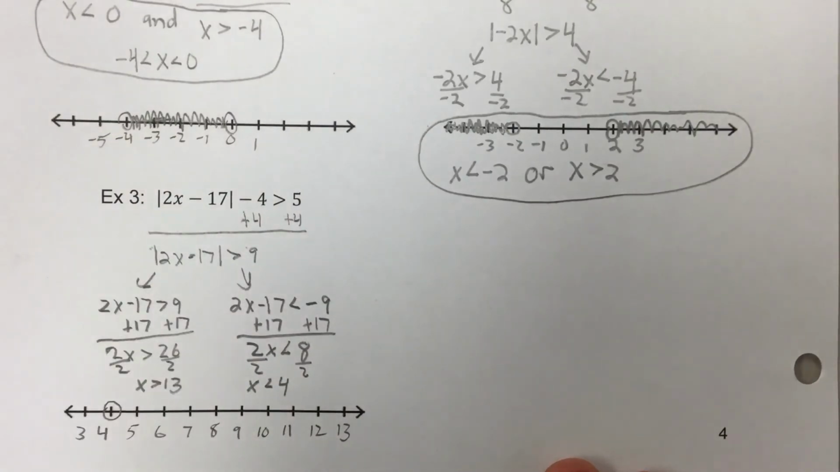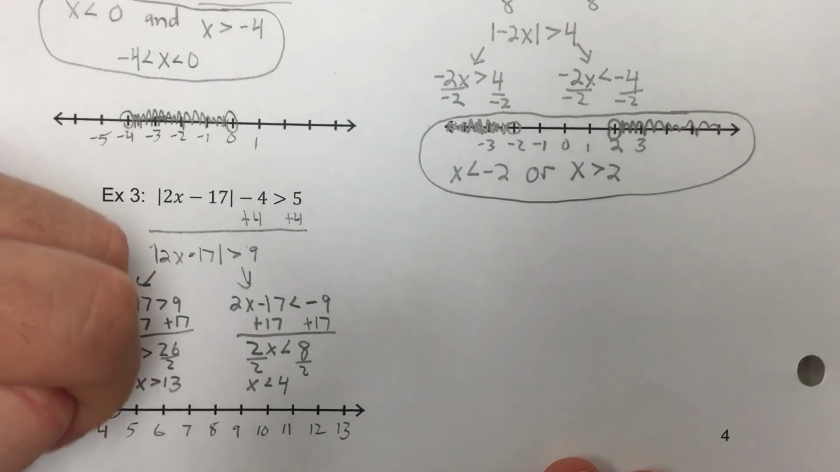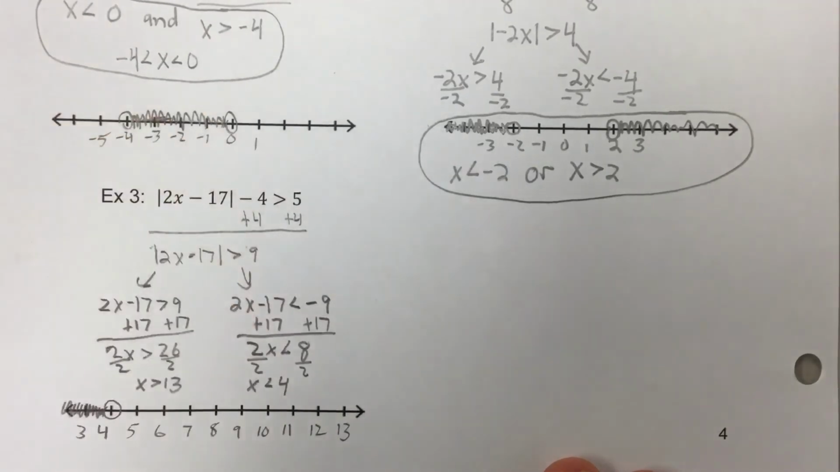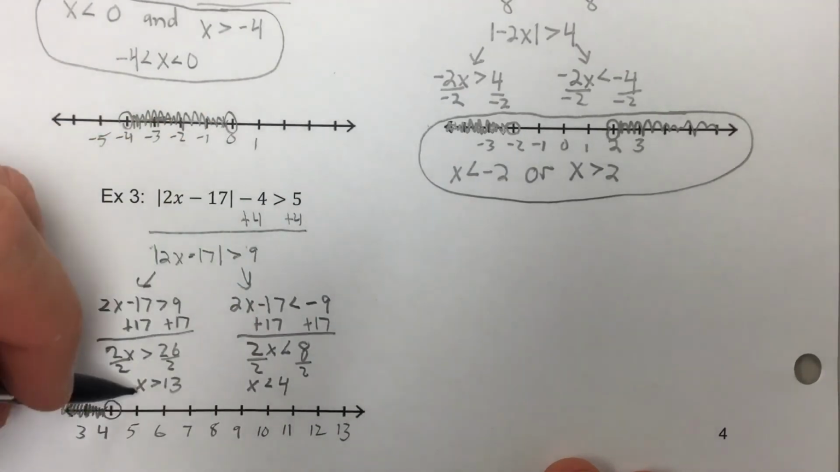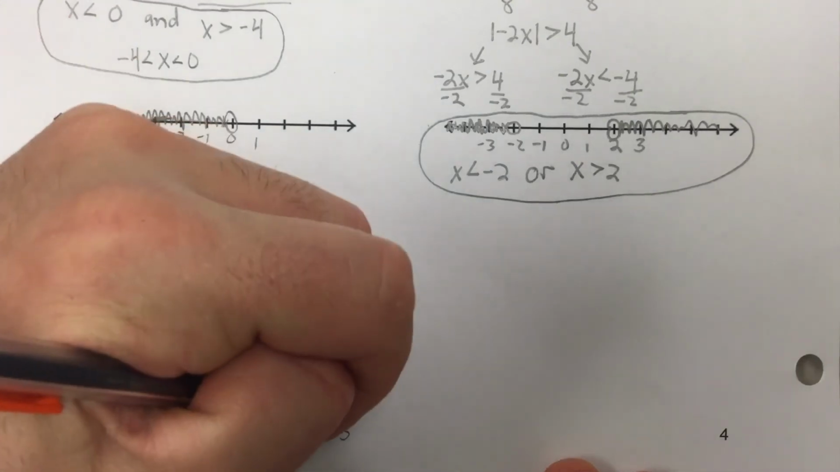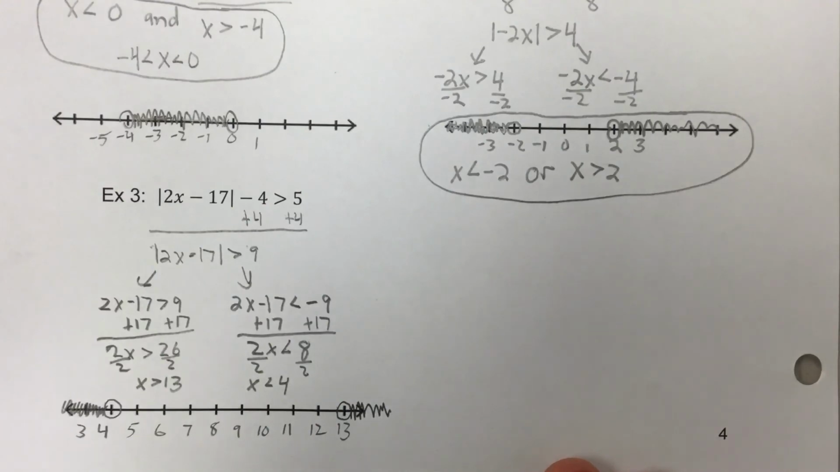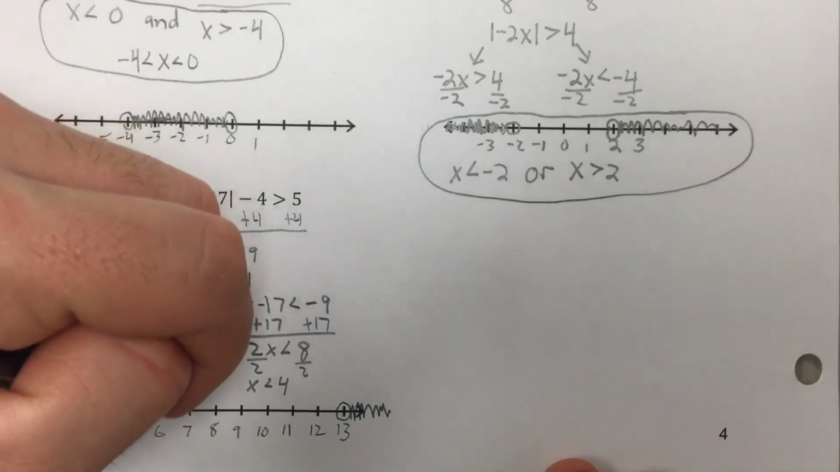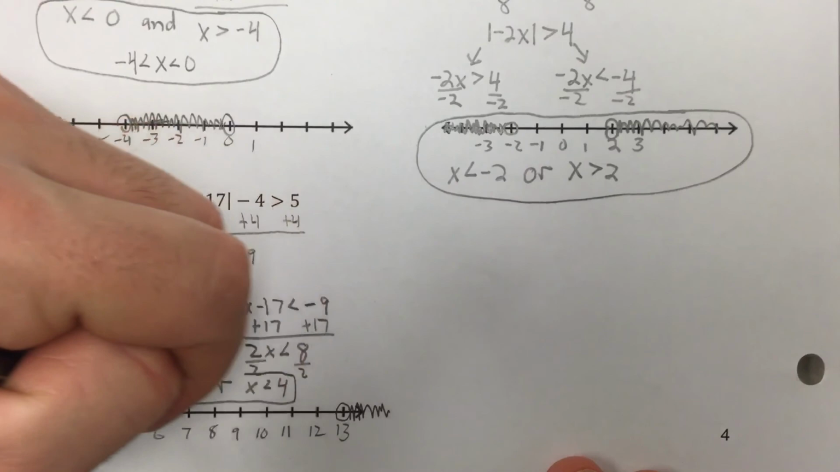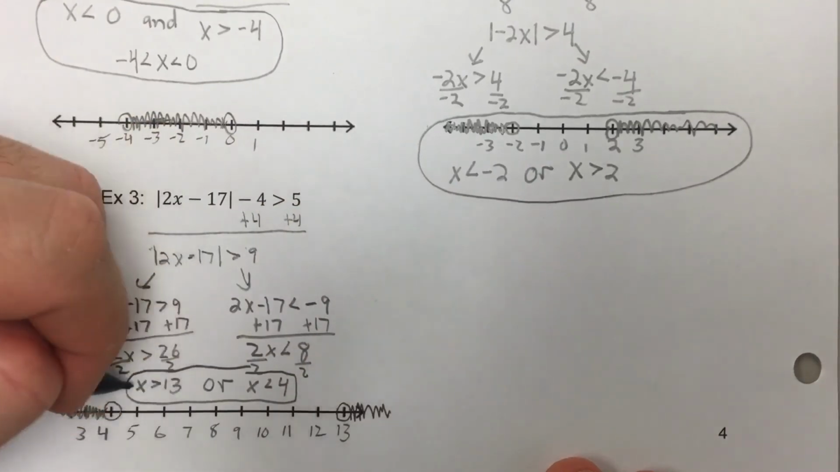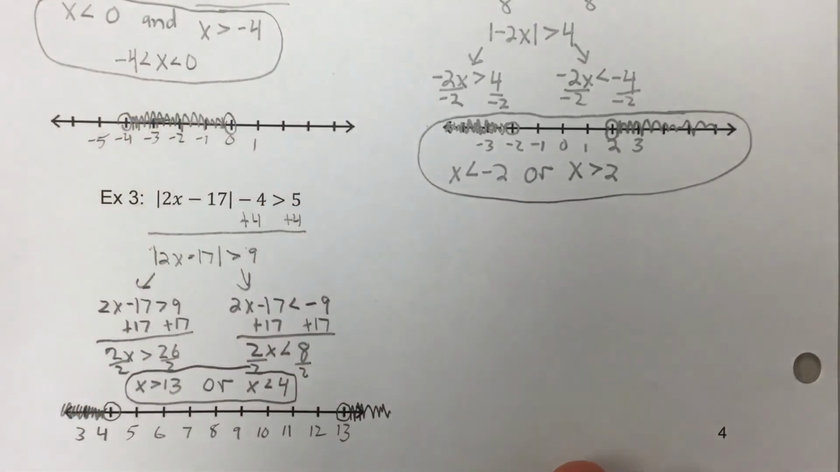So I have x is less than 4. Shade going that way because the arrow is pointing that way. And then x is greater than 13, open dot on 13, and I'm shading to the right. And again, if the shading is pointing outwards, I have the word or. So again, this is your algebraic solution. This is your number line solution. You need both.